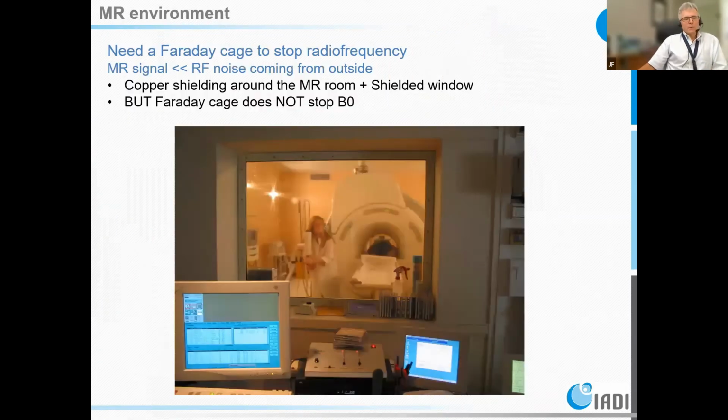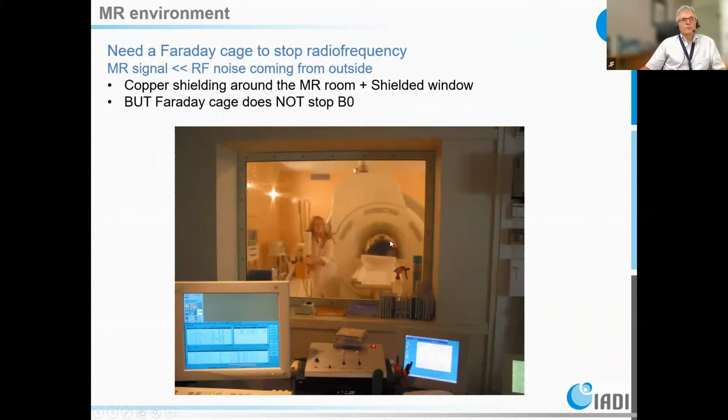For B0 and B1, we also have to add the Faraday cage. Probably you know this. The idea here is that the signal coming from our patient is very, very small. So if you turn on the MRI without protection, you can listen to your radio like at home. So every system needs a Faraday cage. This means that the radio waves coming from outside cannot get inside and disturb our signal.